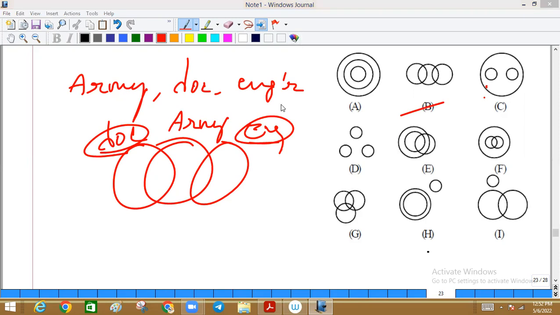Army is an organization. For example, if the same question is doctor, engineer, and a lieutenant, or a captain, or a brigadier, then your answer becomes D, because army is an organization where all are present. So that is what is important. How you take this question is very important. Okay, take down the next question.